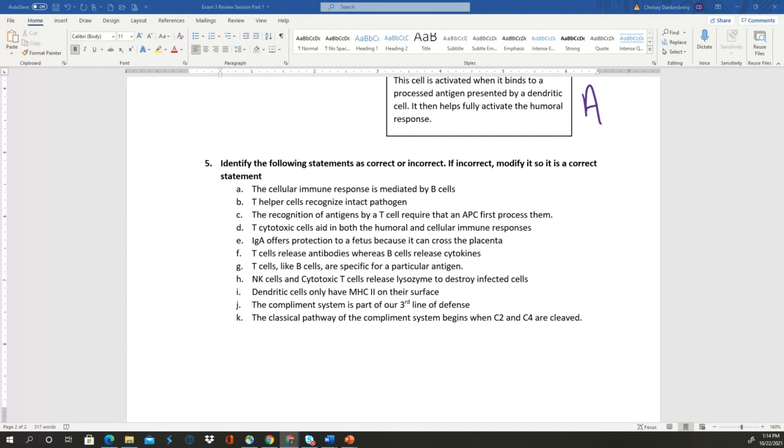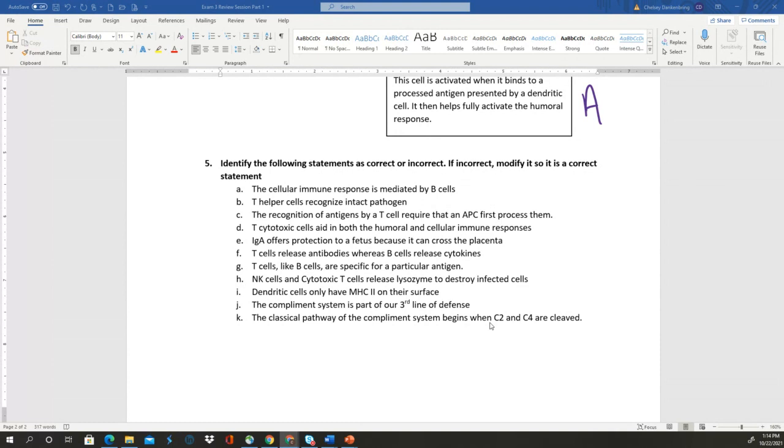Dendritic cells only have MHC2 on their surface. Good. What do they have? Yes, they have both. MHC1 because they are a self cell. They belong to us. And they have MHC2 because they're special cells. They're antigen presenting cells. Good job.